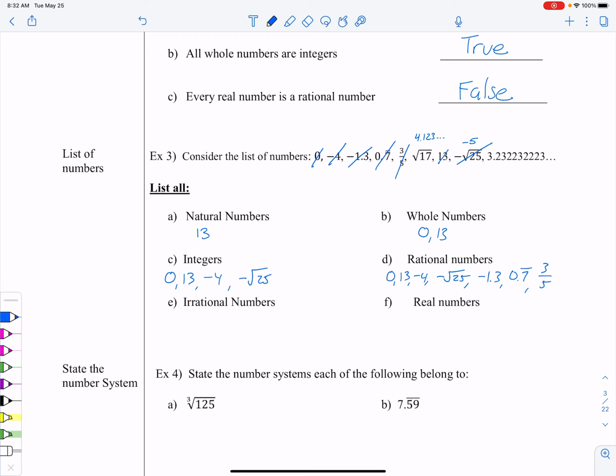Then we're going to have our irrational numbers. So this time we're not going to include everything else. This is a separate branch. So we have root 17, and then we have 3.232, etc. Those two numbers. And for real numbers, you could write a list of every single one, or you can just write all, because it's all the numbers listed.